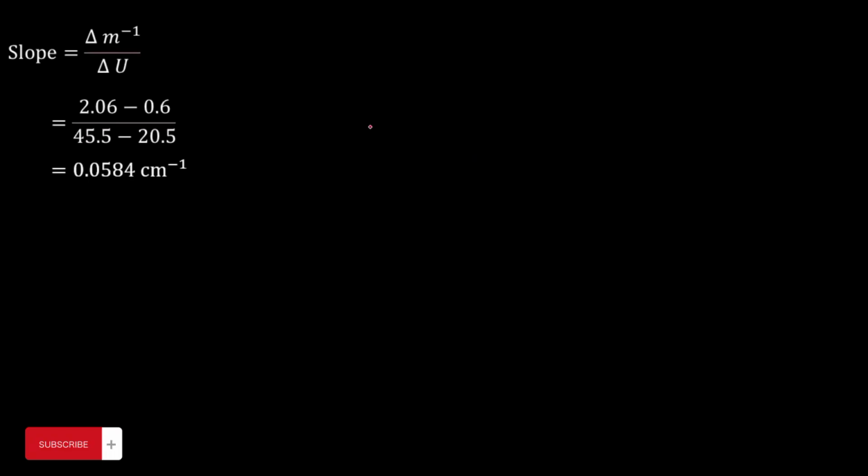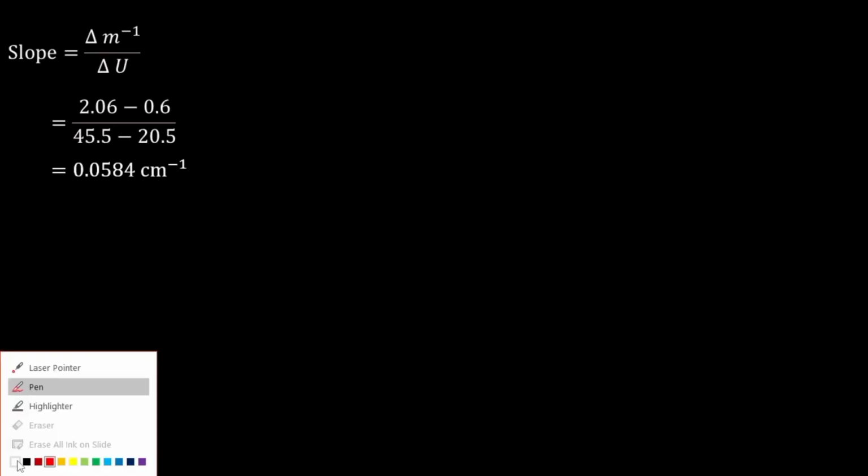Do not forget to always put the unit of your slope. Our m inverse had no unit, but our u was in centimeters. It means we would have 1 over centimeters for the unit, which is equivalent to per centimeter. Whichever way you choose to write it, either as this or as this, you would still be correct. Okay, next we're told to locate the value of u at which m inverse is 0. So what does this mean? I'll change my pen here so I can explain to us properly.